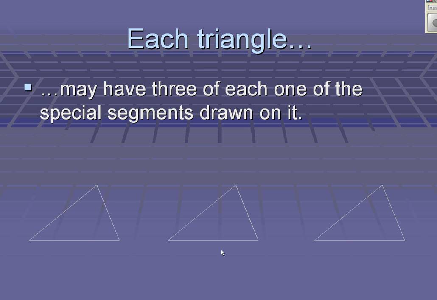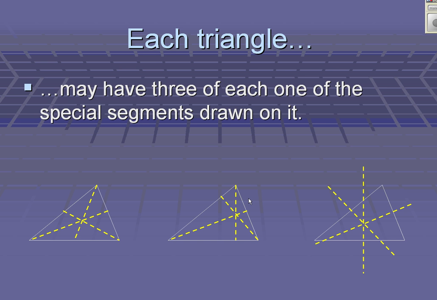Okay, each triangle can have 3 of the special segments drawn to it. So if I draw all 3 medians of a triangle, it would look something like this. And what we notice is they all happen to land at a single point. And I can draw all 3 altitudes. Notice I went to a right angle on each of these sides, right angles. Okay. And I can do a perpendicular bisector for each segment.